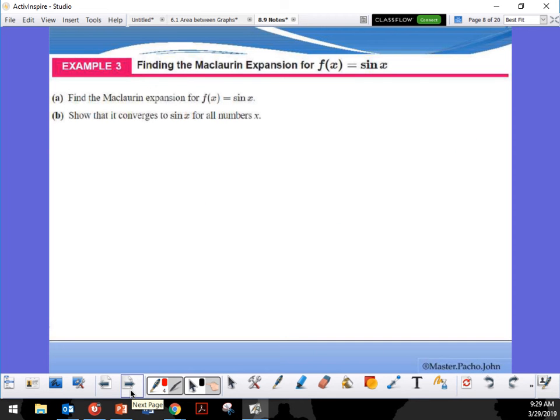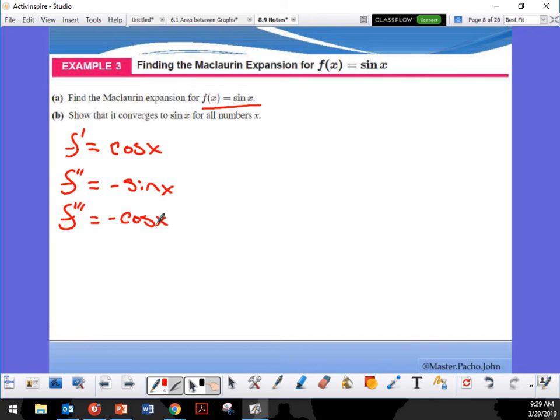Maclaurin series. So we're going to start with f of x is this. All right, so let's go through and start doing my derivatives. F prime. It's what? Cosine x. F double prime. F triple prime. That's basically as far as we need to go, because we can take the derivative for all these and keep going, right? Okay, so let's start plugging in our numbers.